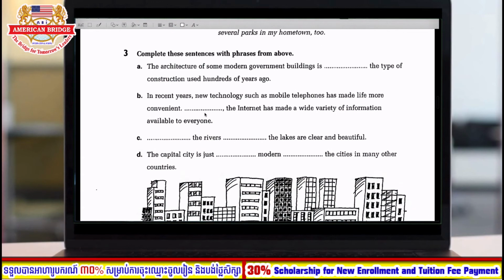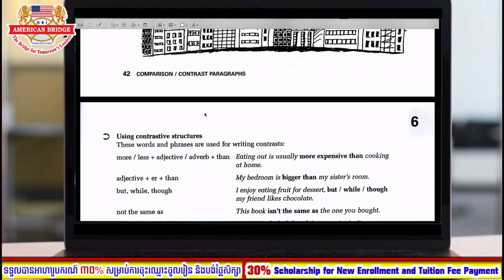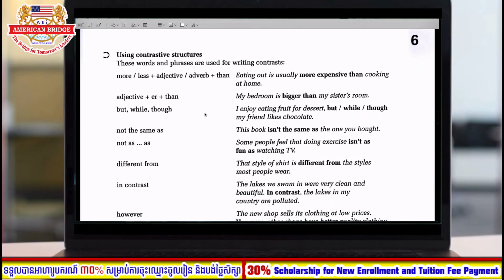And here are some practice exercises where you will be able to use all of those comparative structures in order to compare two things in your topics. Okay, so this is just for a short practice, so I can skip it for now. And for this one, you can use a contrastive structure.